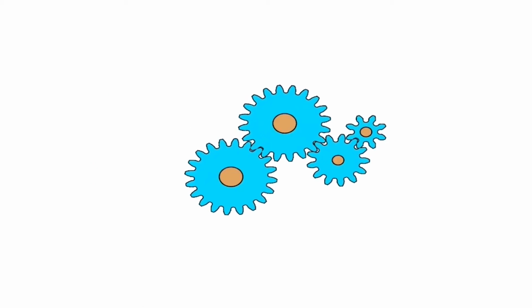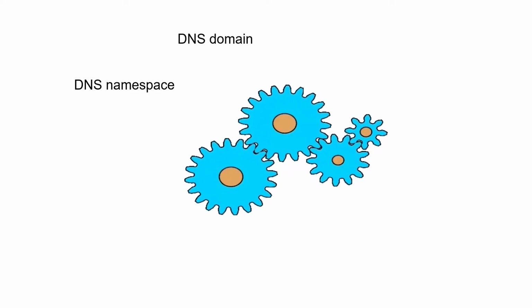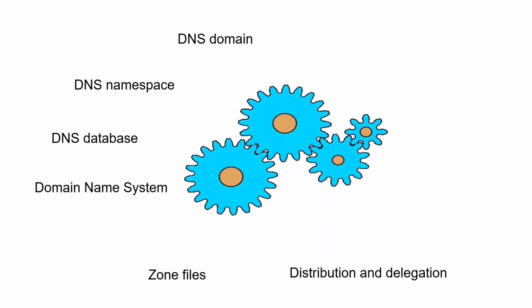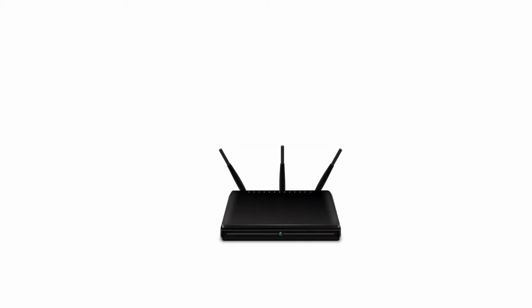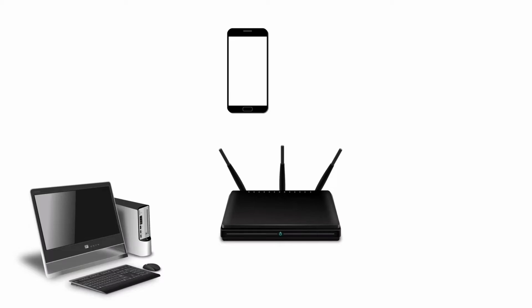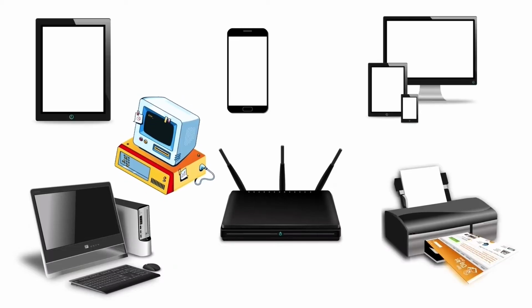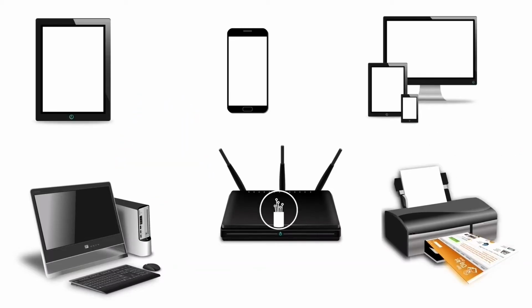DNS is a complex service. It uses many terms for its operation. To understand how it works, you need to understand these terms. A resource is an endpoint on a network. It can be a computer, a smartphone, a printer, or any other device connected to the network and accessible through it.